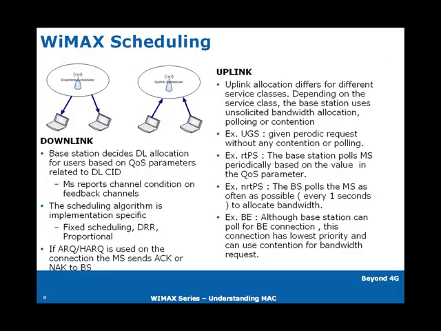In this particular slide, WiMAX scheduling is explained. On downlink, the base station decides downlink allocations for users based on QoS parameters which are related to a downlink connection identifier. For example, if a base station wants to schedule data to a mobile station, the mobile station will report channel condition on the feedback channel, and the base station will decide the downlink allocations based on the QoS parameter.